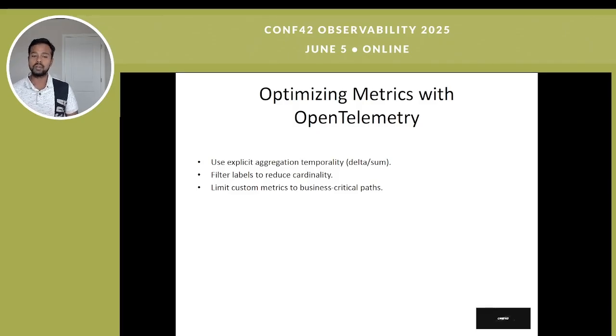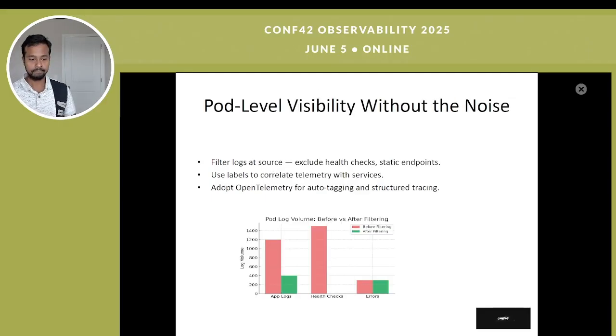Again, optimizing metrics with OpenTelemetry can significantly enhance our observability strategy. By using explicit aggregation temporality, we can better manage the data volume, and you can filter some of the labels to reduce the cardinality and limit your custom metrics to only business critical paths, like I mentioned, that can accrue a lot of costs. This approach not only saves costs, it also helps to improve the clarity of the data that we collect. So now we go to the pod level visibility.